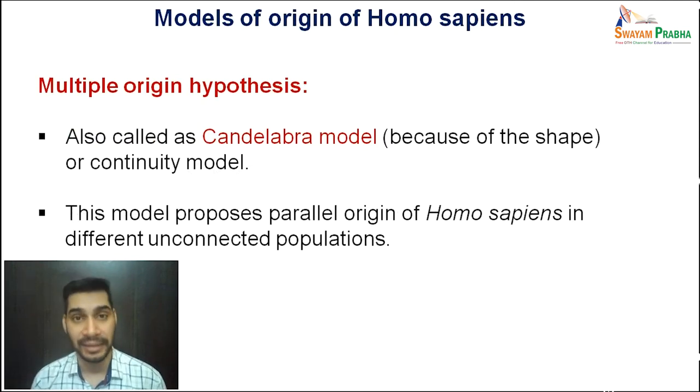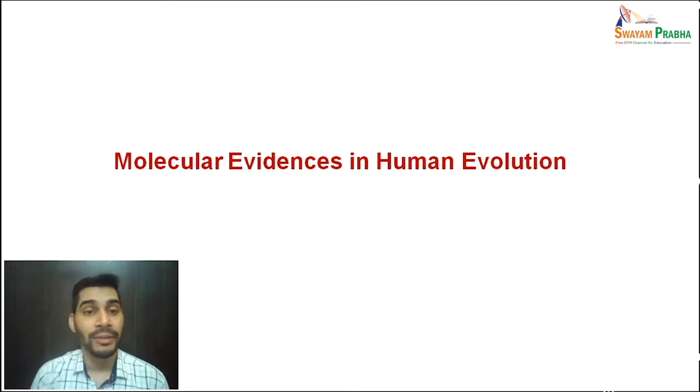So which model is correct? For that, we need to understand the molecular evidences in human evolution. These molecular evidences have suggested to us that, out of these two models, it's the single origin hypothesis from Africa which is more suitably justified. Let us try to understand what we mean by these molecular evidences in human evolution.